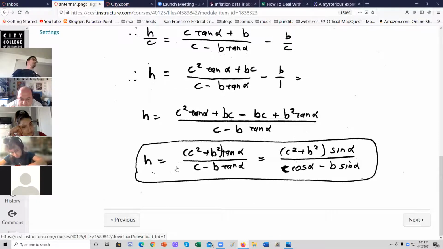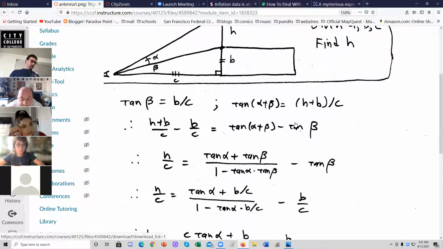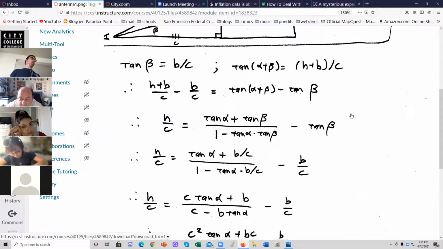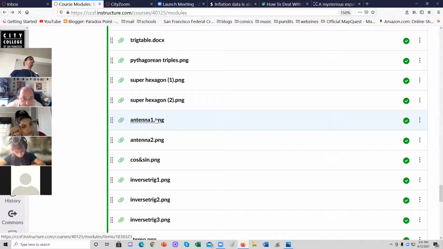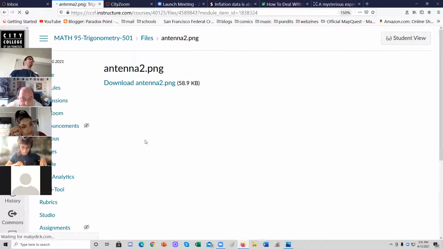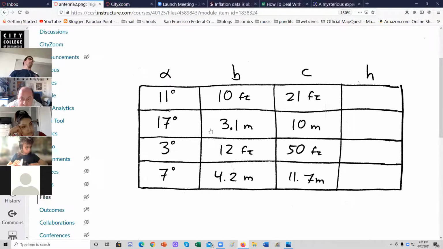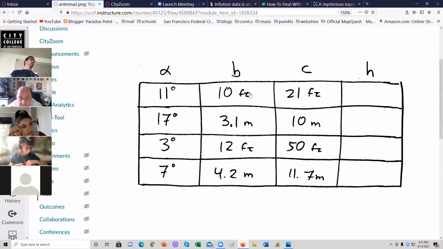Here we go. H is (C squared plus B squared) sine alpha over (C cosine alpha minus B sine alpha). There's a formula, and that applies to this. Given alpha, B, and C, you're going to get H. So using that formula, you then can solve various versions of this problem. So various values of alpha, B, and C, find H, and that's an extra credit set worth 4 points.